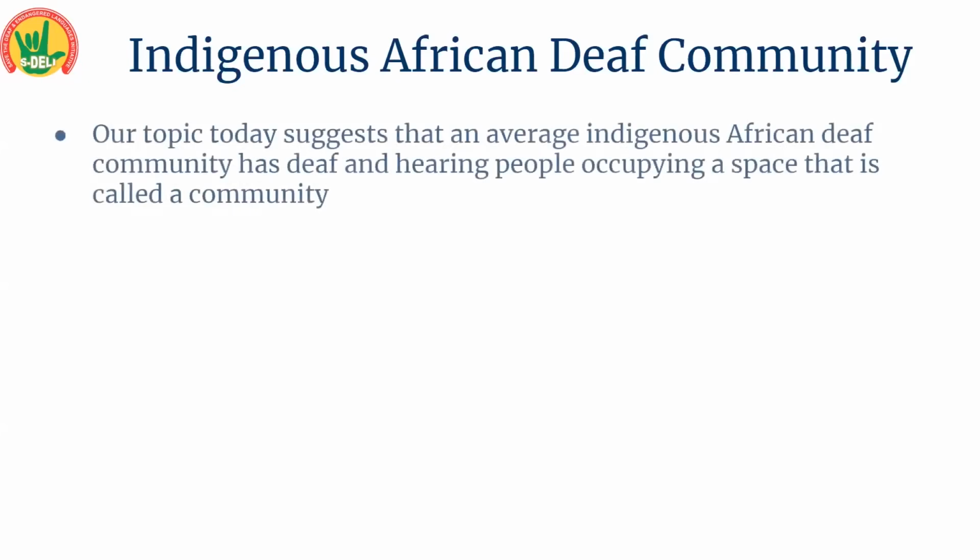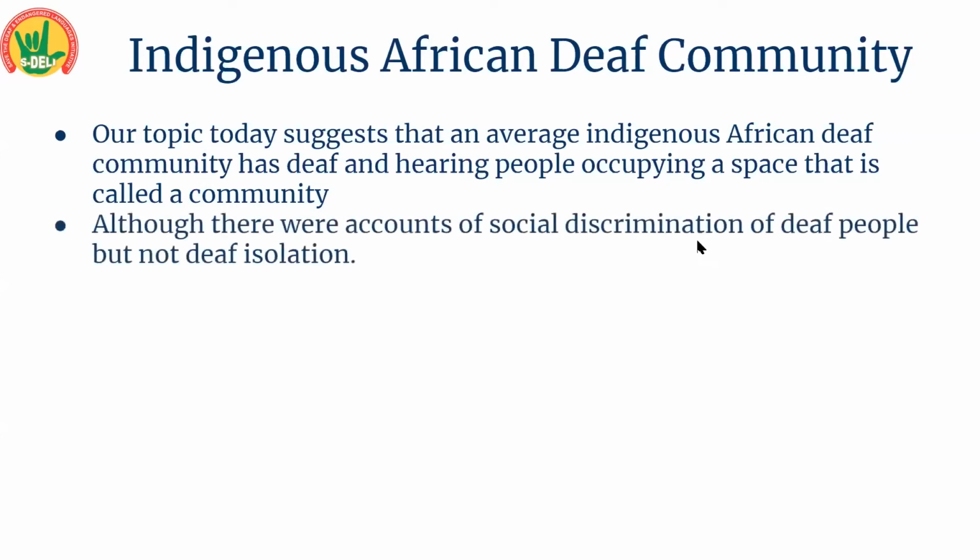And so all known studies that we have cited suggest that it is a community that is made up of both deaf and hearing, and there was a high level of integration. Our topic today suggests that an average indigenous African deaf community has deaf and hearing people occupying a space that is called a community. That's what we want to pass across today.